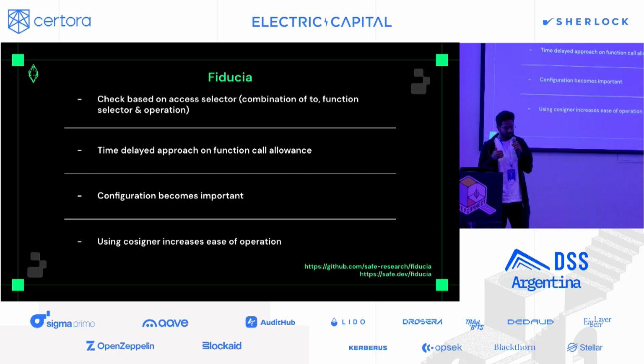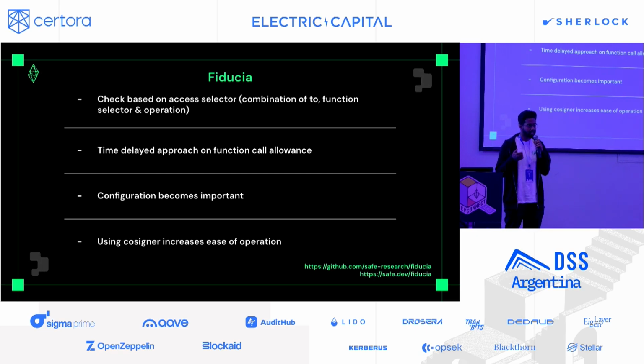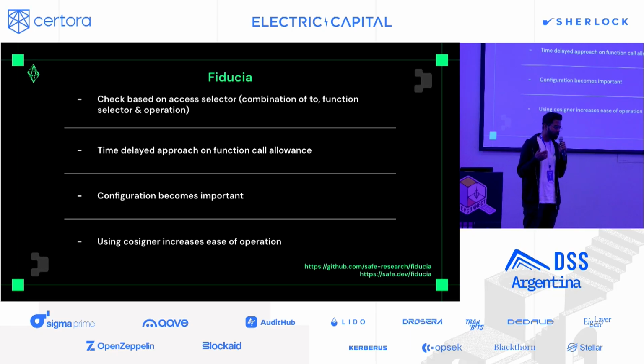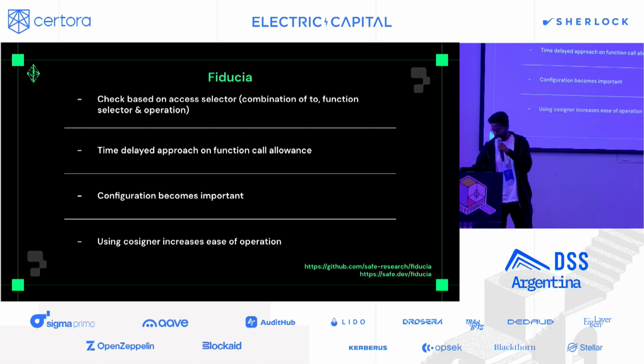And here, the configuration becomes important. For Guardrail, you activate it and you can forget about it, but in this case, if there is a configuration, that is much better. Here, we also bring the cosigner into the mix, which basically helps you vet the particular transaction through some of the cosigner services which are out there right now.